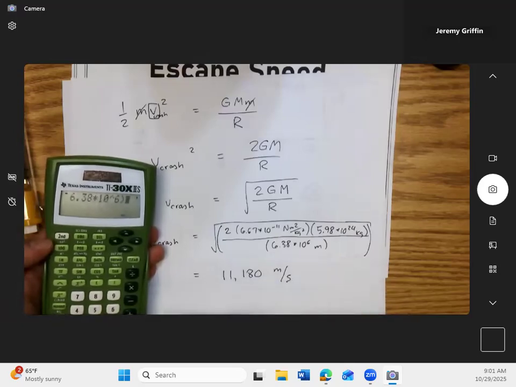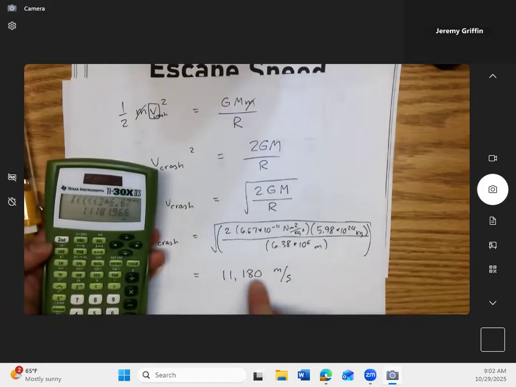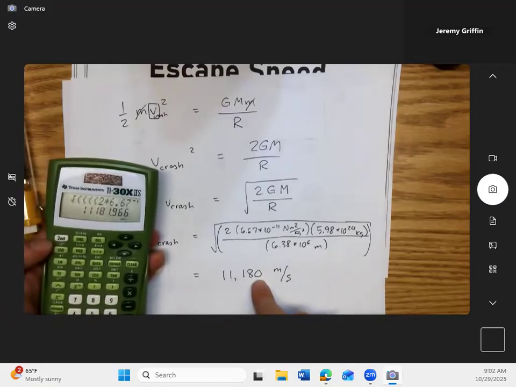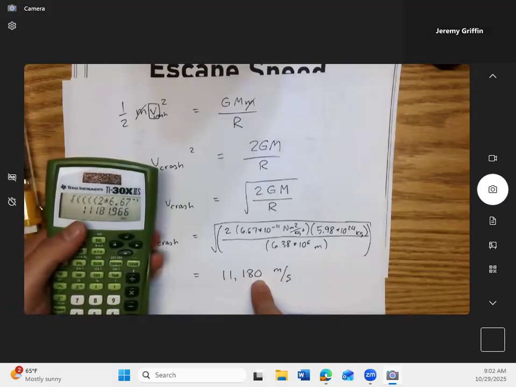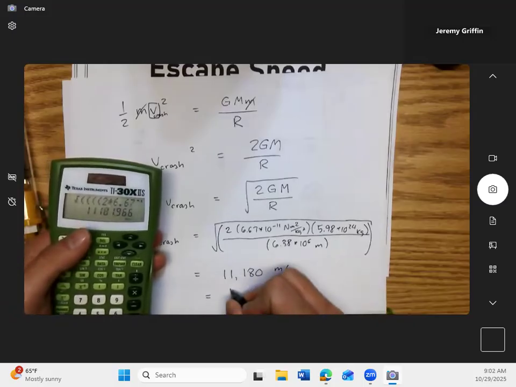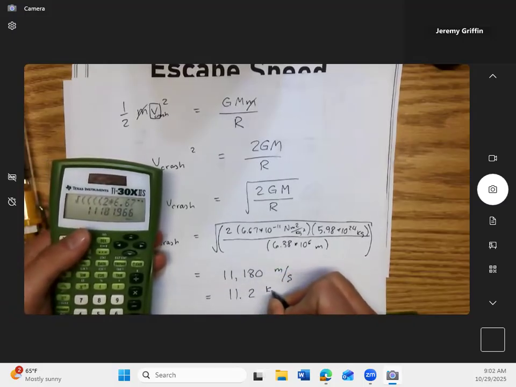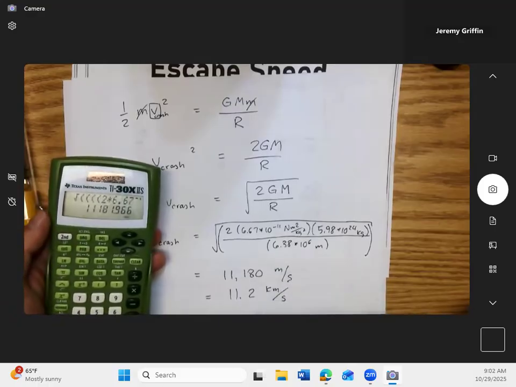Okay, that's what you guys get into. Let me see if that's exactly what I get. 11,180. Oh, I missed it by 2 meters per second. Oh, yeah, no, same thing. Could you call that basically 11.2 kilometers per second? Yeah, that's that, isn't it?